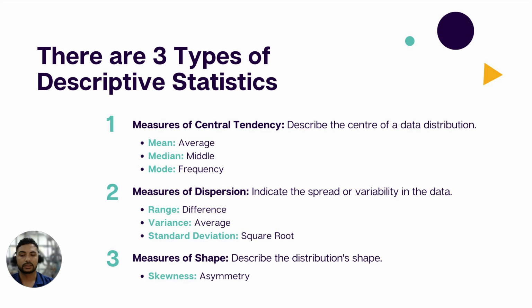The next one is the mode. The mode is essentially the number, rating, or value that repeats the most, so it's frequency.